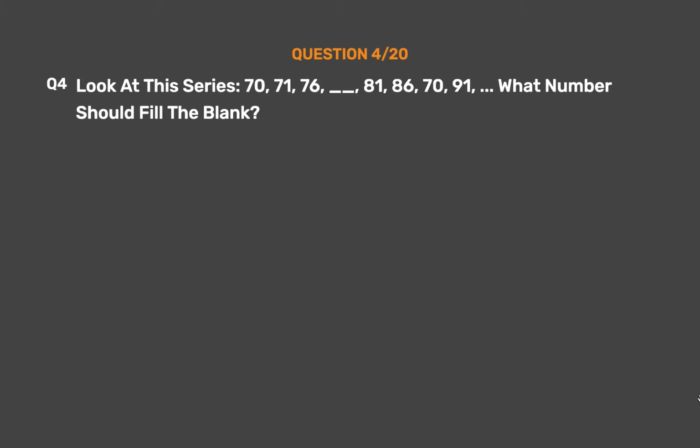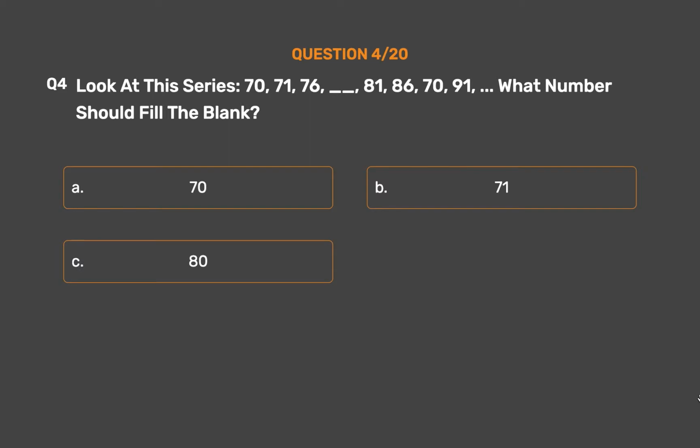Question number 4. Look at this series, 70, 71, 76, underscore, 81, 86, 70, 91. What number should fill the blank? Option A, 70. Option B, 71. Option C, 80. Option D, 96.